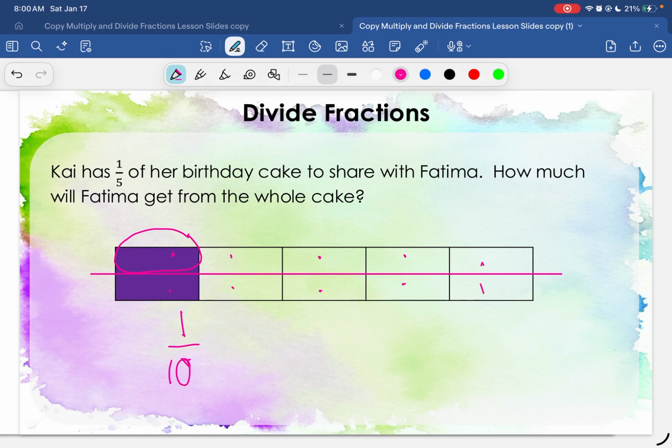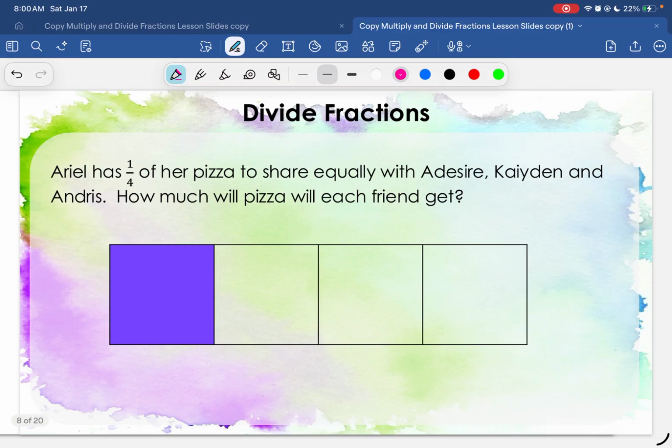All right, so like I said, this one seems to be the one that really gets kids. So I'm going to do another example. Ariel has 1/4 of her pizza. She's going to share it with Desiree, Caden, and Andres. Okay, so each friend gets a third. Now, she's given her pizza away. It does not include her.